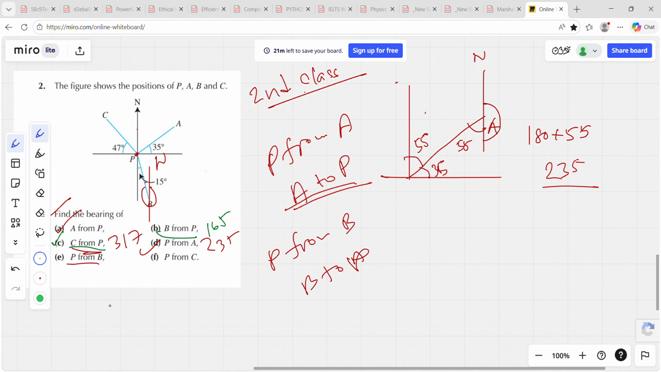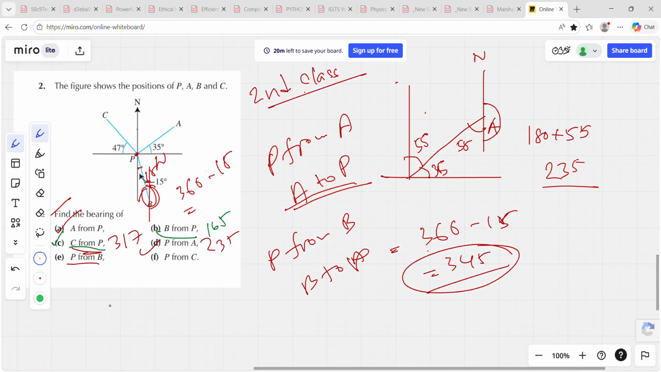You know this is an alternate angle, which means this is 15. So what you need to do is 360 minus 15, because this portion is not available on our route. So you can say P to B is 360 minus 15, which gives you 345.